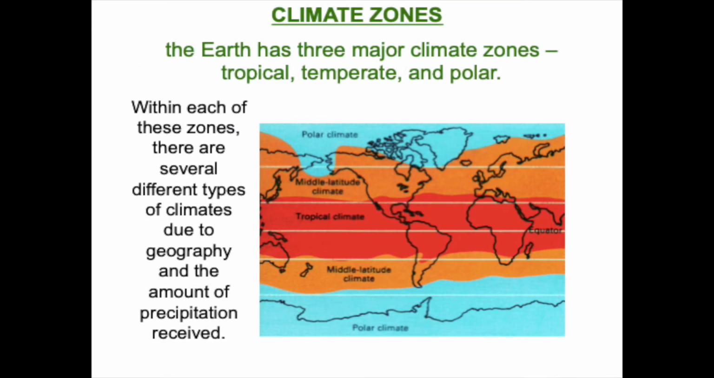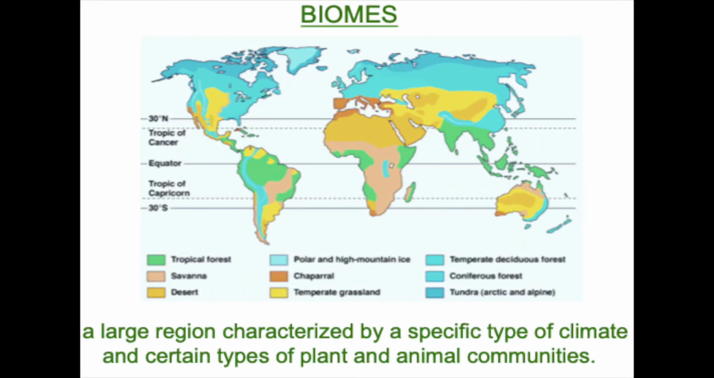And we also have what's called climate zones. The Earth has three major climate zones: tropical, temperate, and polar. Take a look at this graphic. We actually have tropical climates that are listed in red. Then we have middle latitude climates that are in orange. And then we have polar climates, which are in blue. Within these climate zones, we have what are called biomes.